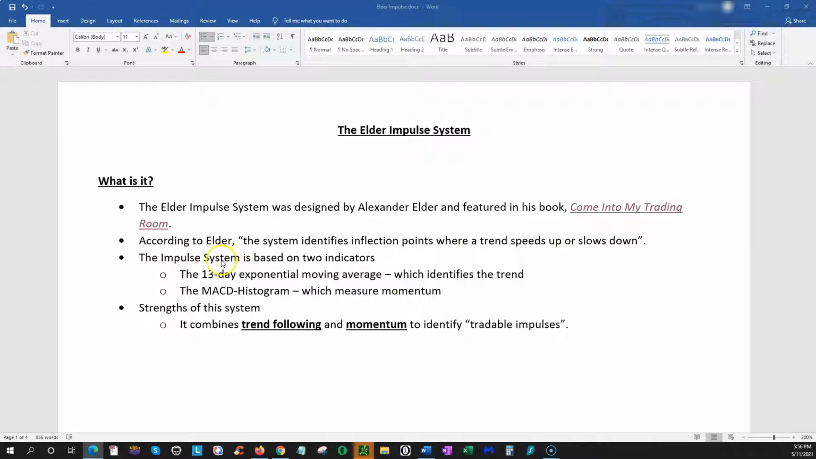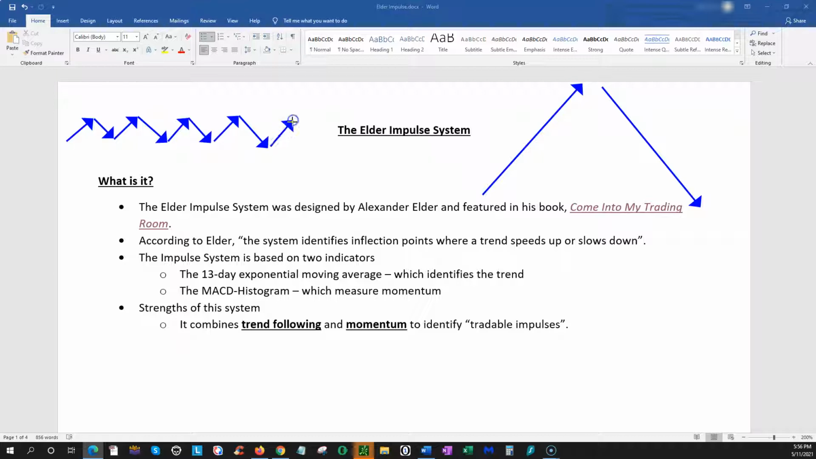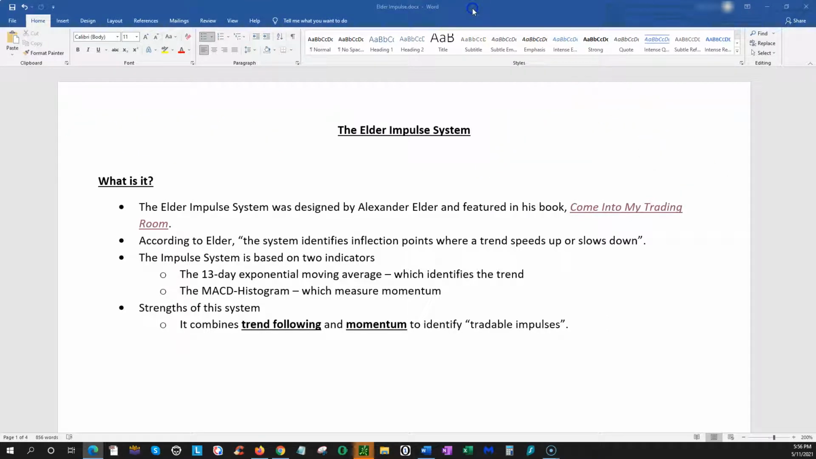According to Elder, the system identifies inflection points where a trend speeds up or speeds down. Now, as traders, we want to be in the market when it's doing one of two things. Either it's going up or it's going down, okay? And generally, we want to be out of the market when it's doing this stuff, okay? This is no good for our money and our portfolio. If we're going to trade directionally, we don't want to be in here. We want to be in this. We want to be in price movement like that, okay?